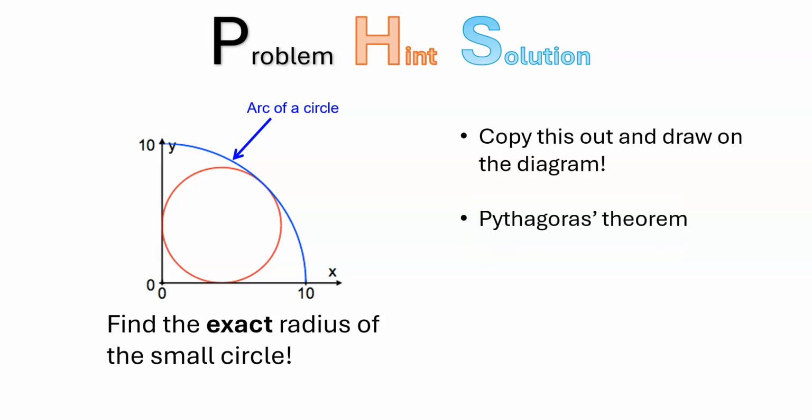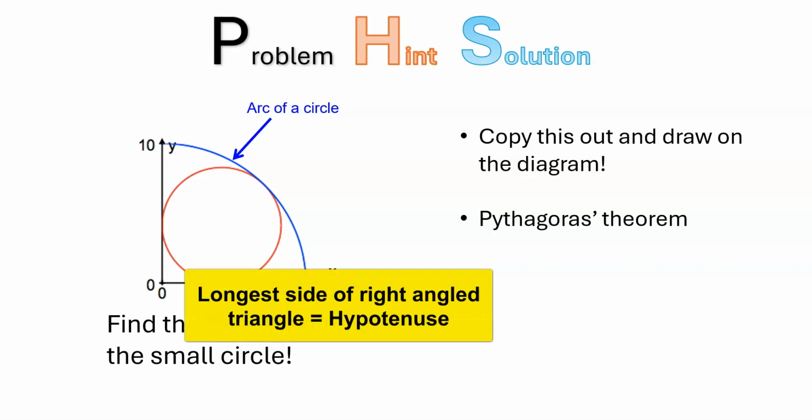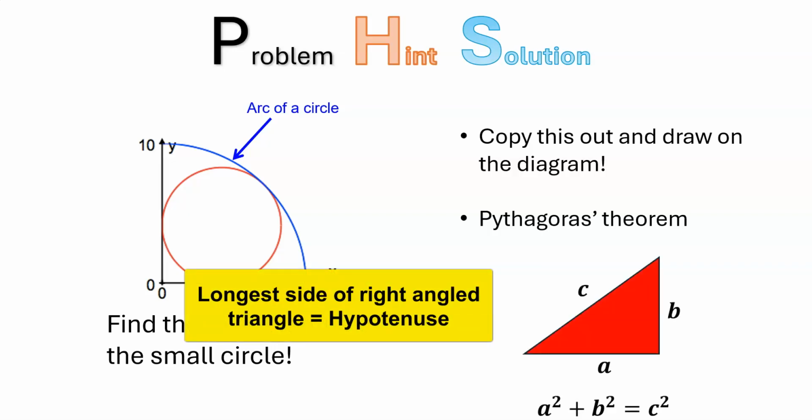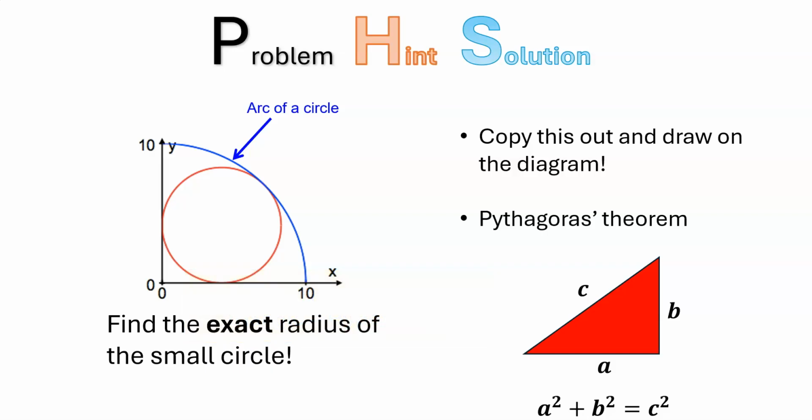The second hint is Pythagoras' theorem. This might well come in handy in this problem. So a quick recap, Pythagoras' theorem states that for any right-angled triangle with shorter sides a and b and longest side, or hypotenuse, c, it is true that a squared plus b squared equals c squared. If you'd like to have a go at this problem using these hints to help you, pause the video now.